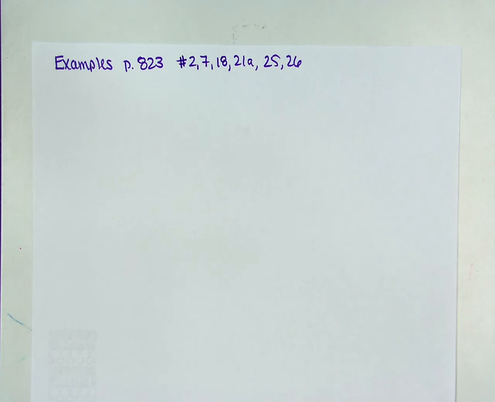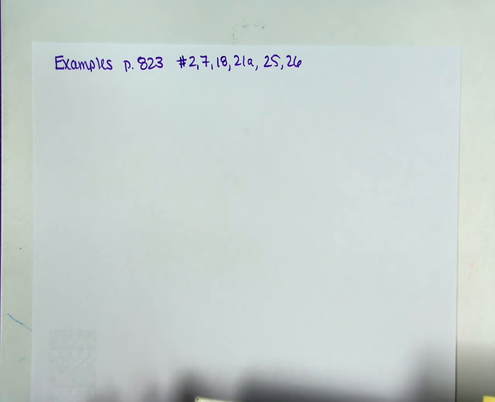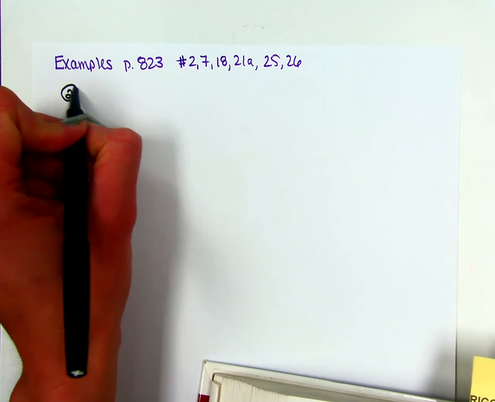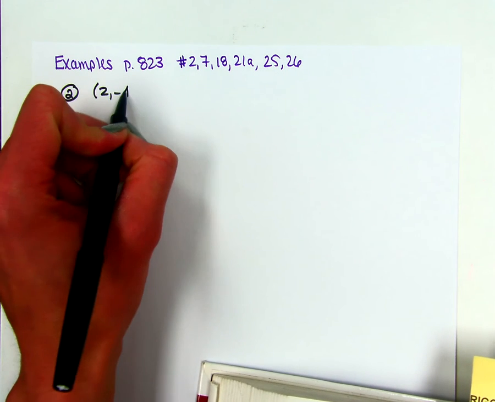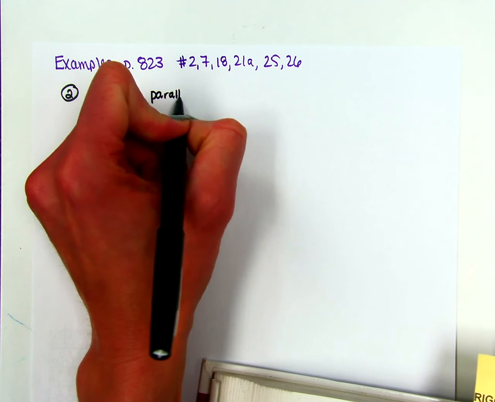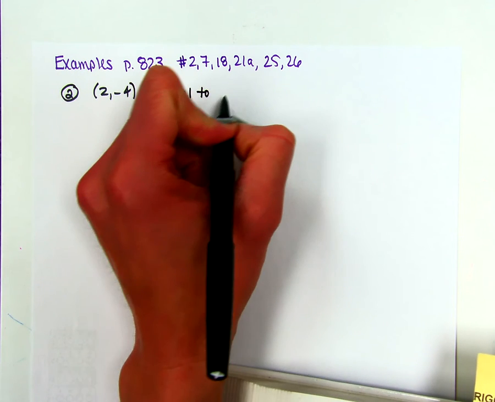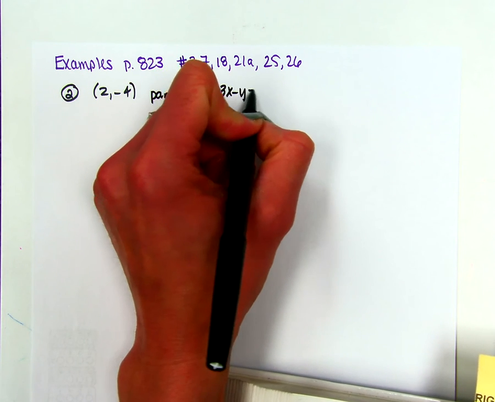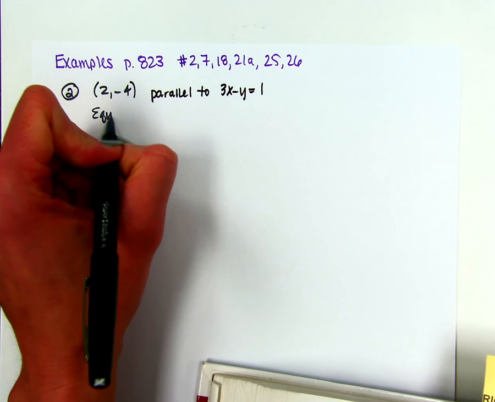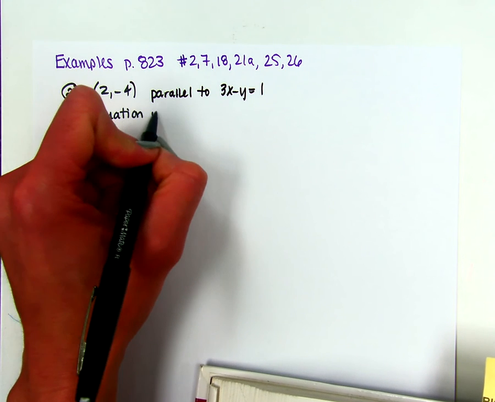All right, so if you look at page 823, we're going to do number 2 first. All right, so number 2 says that it wants you to find an equation of a line that passes through the point 2, -4, and it's parallel to the line 3x minus y equals 1. They want you to find the equation in the form y equals mx plus b.